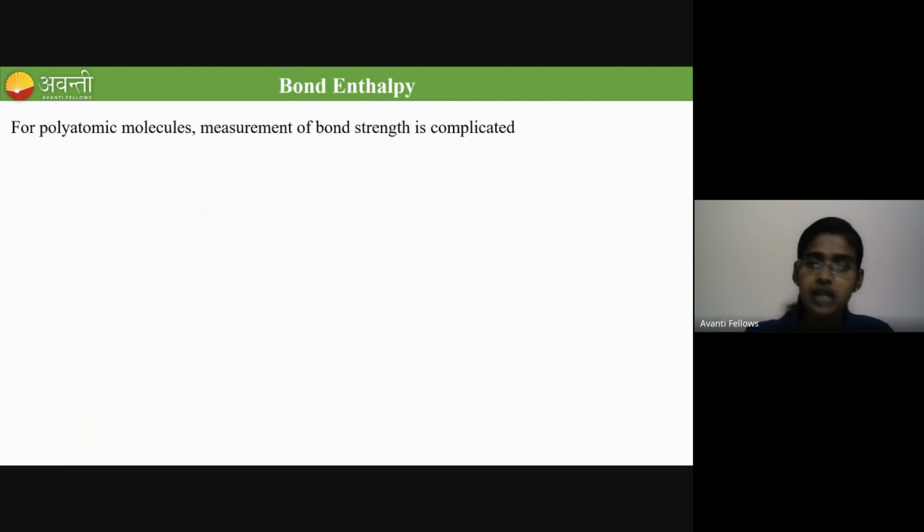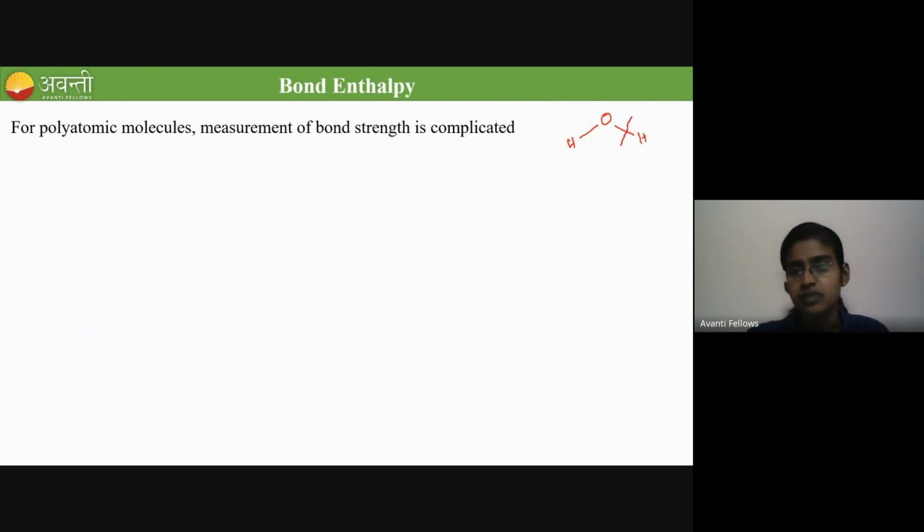If we see for the polyatomic molecules, polyatomic means molecules containing more than 2 atoms. Now for those molecules, measurement of bond strength is very, very complicated. Suppose I take water as an example. A water molecule contains 2 OH bonds, right? So 2 bonds are there.